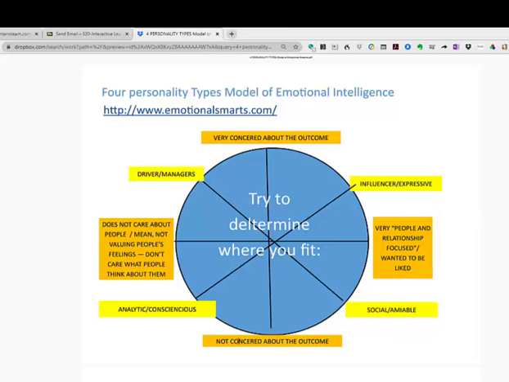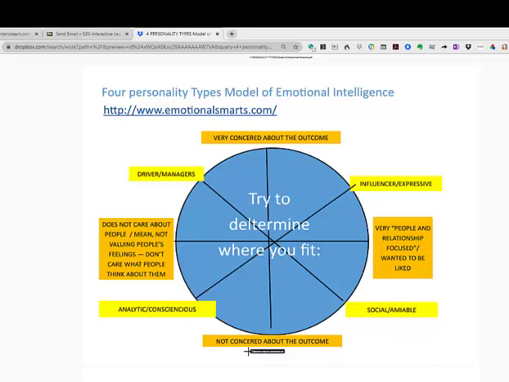The other way you can conceptualize this is there are people who are concerned about the outcome, the project manager. They want to follow the schedule and they don't really care whether you're feeling happy that day or not. And the other side of that dimension is they're not particularly concerned about the outcome. They're more concerned with the process and the way in which things are done.